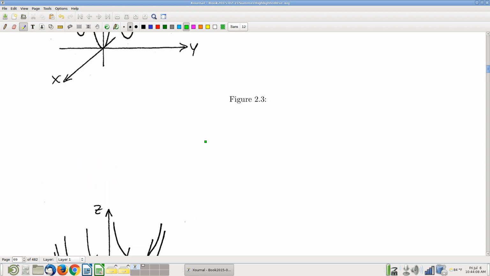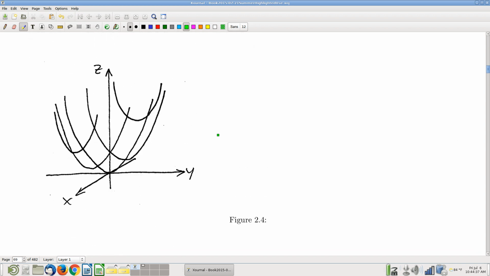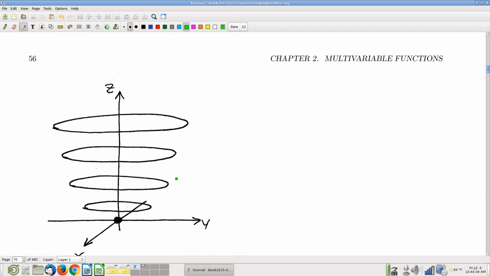Or we could set z equal to a constant. That gives us this equation. And so in horizontal cross sections, we have circles. Again, algebra 2. Make sure to remember your algebra 2. Circles, where the radius is kind of the square root of the height c, where you're making your cross section. So you're going to get a bunch of circular cross sections like this.